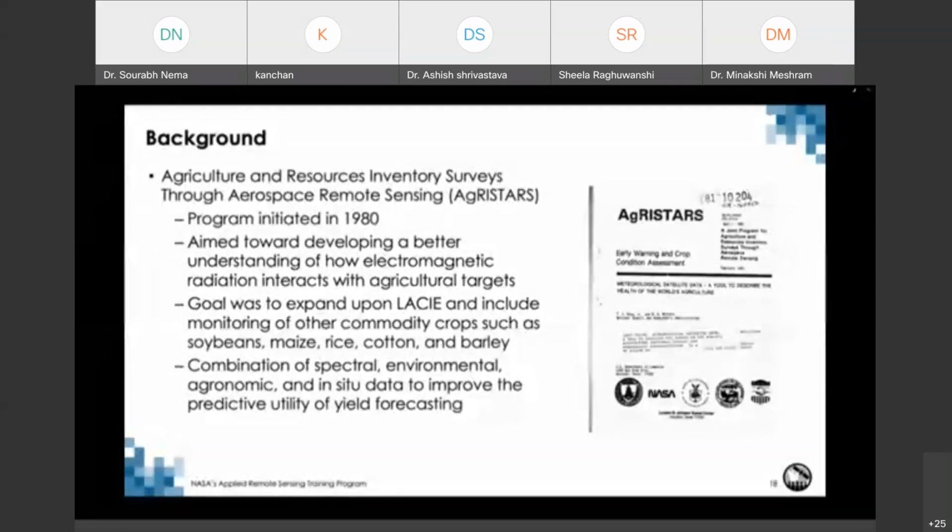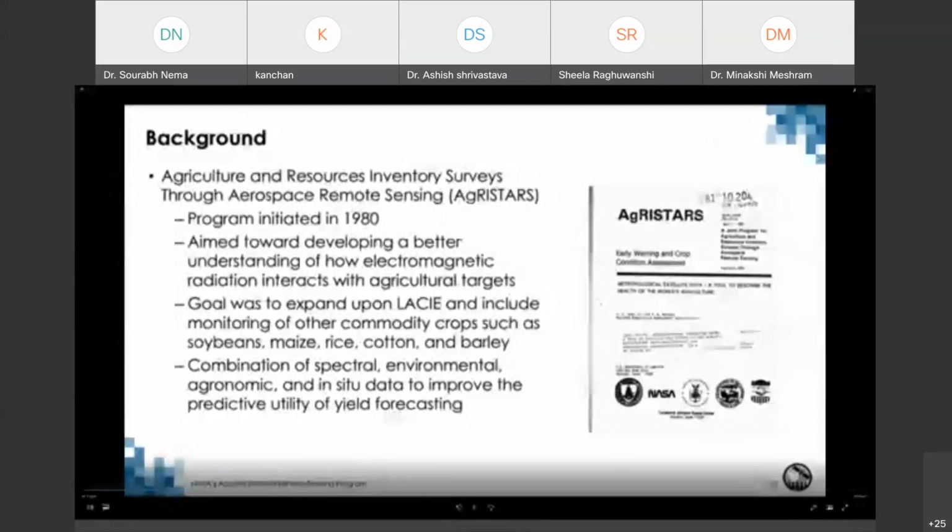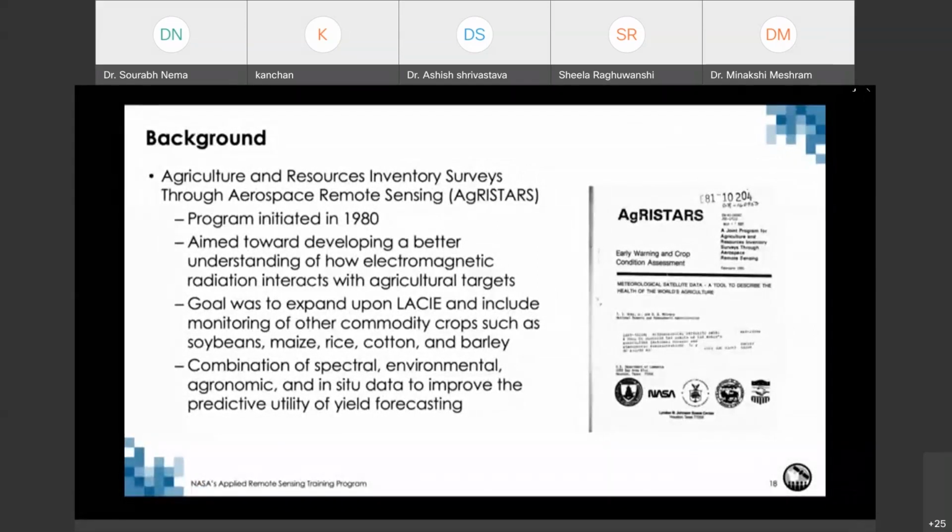and future USDA missions. The goal was to expand upon previous research with wheat to include monitoring of other commodity crops such as soybeans, maize, rice, cotton, and barley. Projects spanned from soil and crop condition assessments to early warning of plant stress, soil moisture measurements, and a better understanding of how electromagnetic radiation interacted with crops and rangeland.